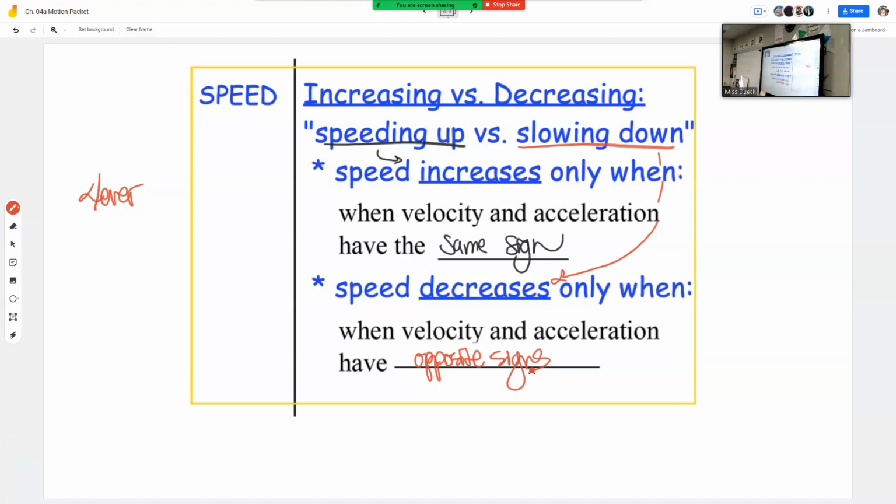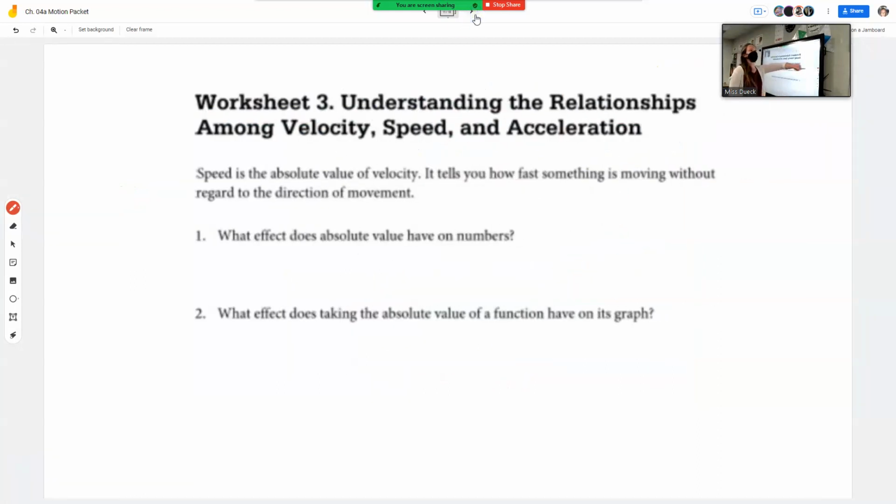Say it one more time. Oh, I put it in motion. You're right. I'm sorry. I put it in motion. Thank you, Lucas. So, worksheet number 3. It's up here if you guys want it. It's also in the more motion card that we have earlier in the Jamboard. But worksheet number 3.